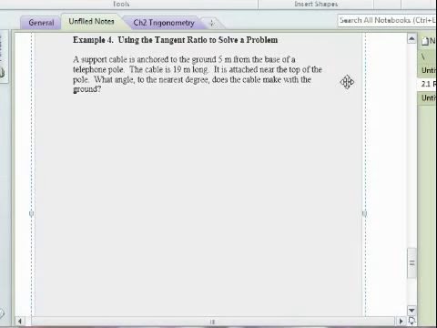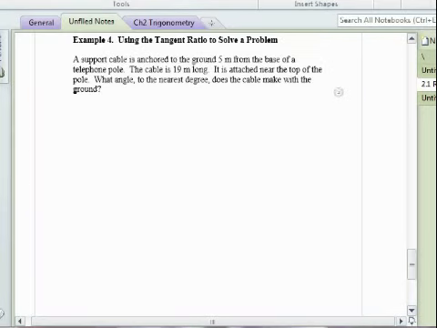So the first thing we need to do is make a picture. So there's my telephone pole. There's my support cable. There's my ground. And it says the cable is 19 meters, and it's attached near the top of the pole. There we go. And then what angle? Oh, it's anchored to the ground 5 meters from the base of the pole. So there's the anchor point. There's the base of the pole. That means this is 5 meters. And they're asking what angle does the cable make with the ground? I'm going to call that angle A.